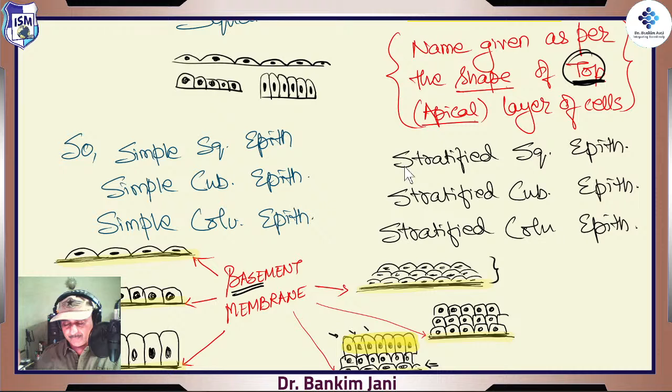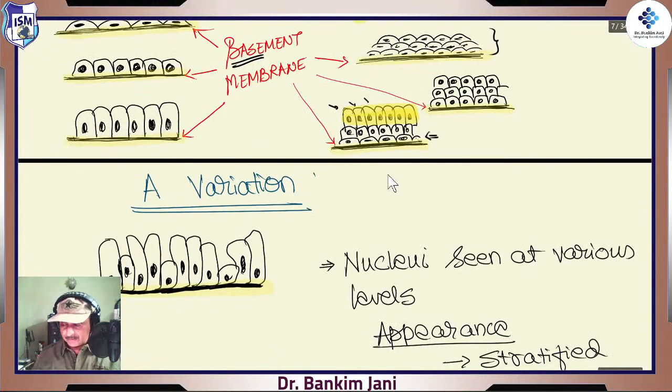And we'll give the name accordingly. So that was the point to understand in this case, right? Otherwise, the rest is very easy. Simple squamous, simple cuboidal, simple columnar, stratified squamous, stratified cuboidal, and stratified columnar. This was just a small portion of theory.